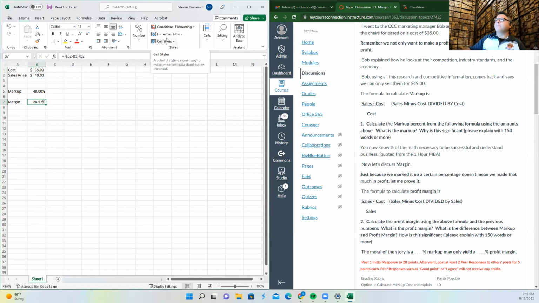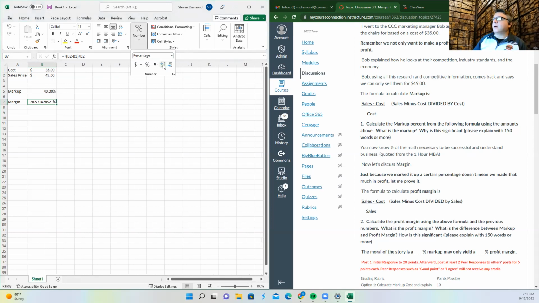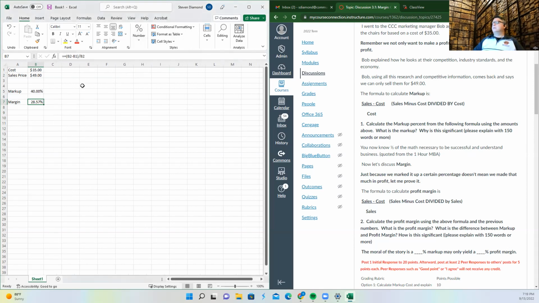And as you know, Excel will do that for you. As we move this decimal using this here, we can go on and on to get a more exact number. But 1 or 2 decimal places is more than enough when we're doing this. So one thing we need to realize is the difference between markup and margin.